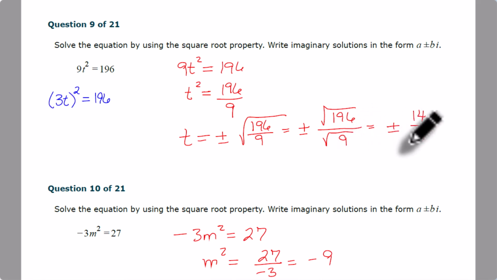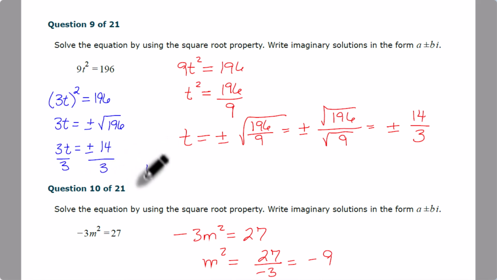Okay. Now, would I have gotten the same thing the other way? Yes. If I did it this way, I would get 3t equals plus or minus the square root of 196, and that would give me 3t is plus or minus 14. And if I divide by 3, I would get t is plus or minus 14/3. So whatever you see, it's going to work out the same way.